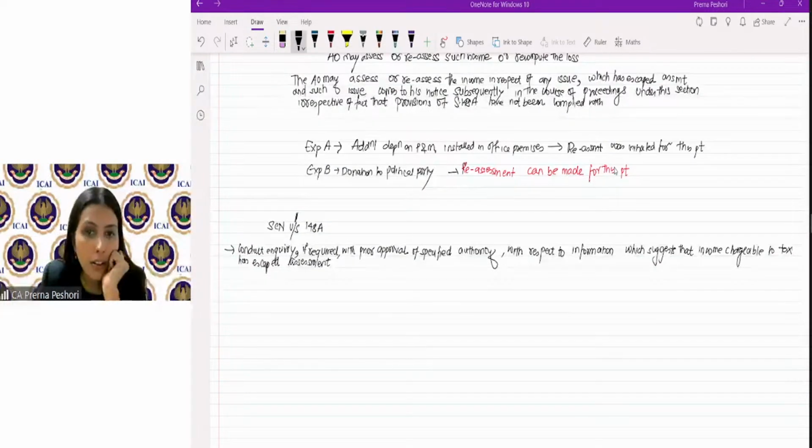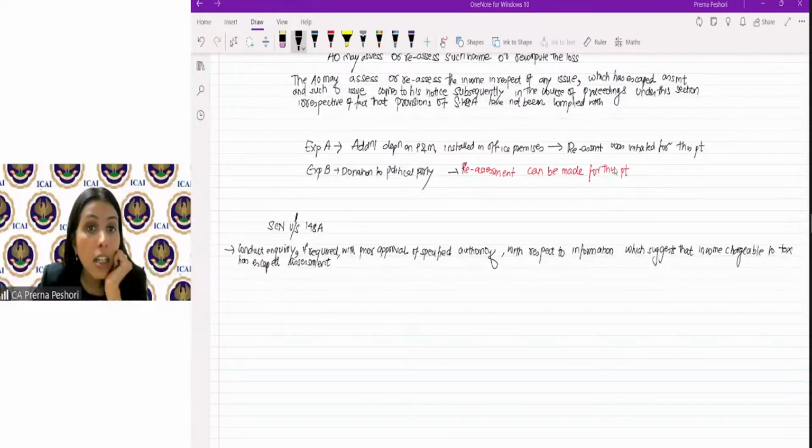Are we getting that point? So without conducting that inquiry, it cannot be said that just based on his whims and fancies, the assessment can be reopened. So the first step is that the AO needs to conduct the inquiry to see if the income chargeable to tax has escaped assessment. And if required, he has to obtain a prior approval of the specified authority.